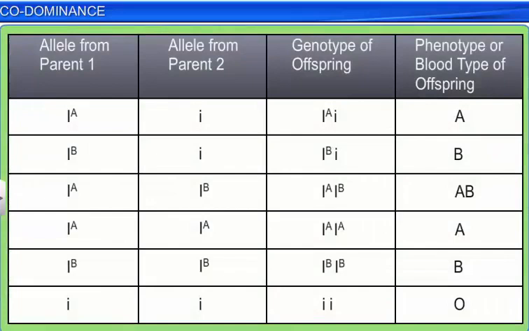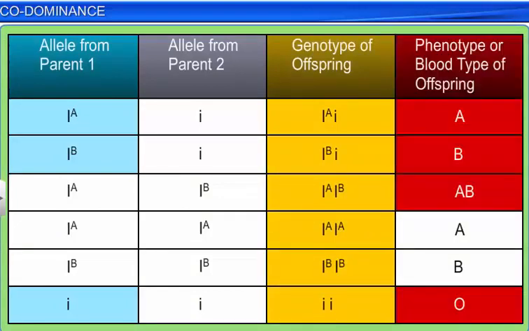Therefore, as there are 3 different types of alleles, there are 6 possible genotypes and 4 different blood groups or phenotypes that exist. Apart from being a good example for codominance, the ABO blood grouping system is also an ideal example of multiple alleles.